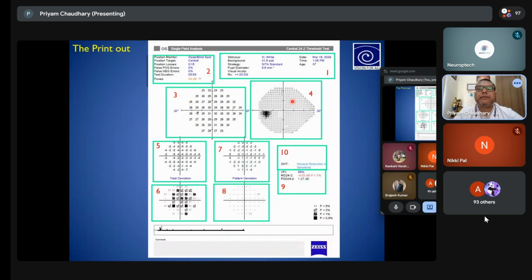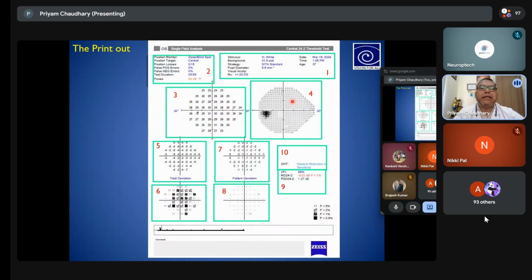And what is the machine? So stimulus size, background 31.5 ASB. As I told, strategy, which test is performed? SITA Standard, SITA Faster, SITA Fast. So the full form of SITA is Swedish Interactive Threshold Algorithm.